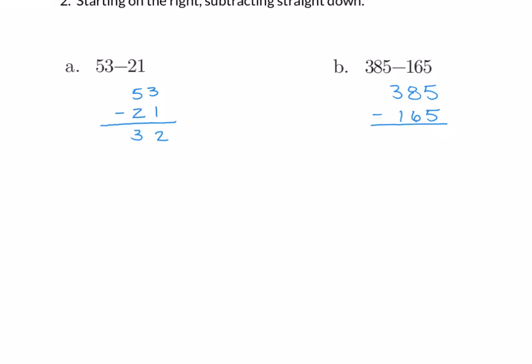So I'm going to put 385 on top with 165 on the bottom. And then if we go ahead and subtract, starting on the right, we get 5 minus 5 is 0. 8 minus 6 is 2. 3 minus 1 is 2. And we're done.